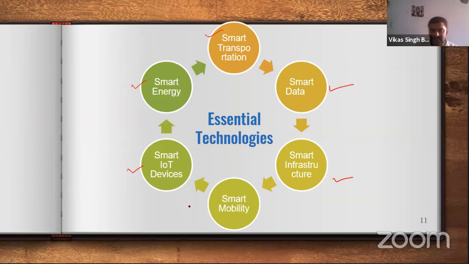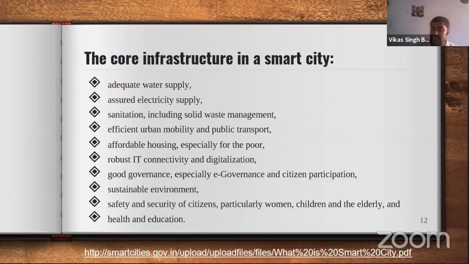So there are several features related to the smart energy. These are the essential technologies in smart city. The core infrastructure that a smart city has, these are the expectations that a smart city should have these facilities. One is adequate water supply, that water supply should be sufficient. Then the electricity supply should also be sufficient.